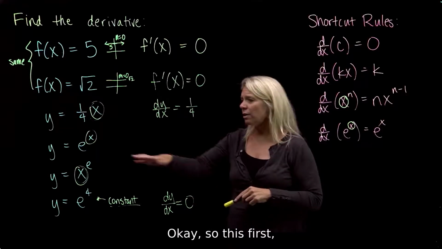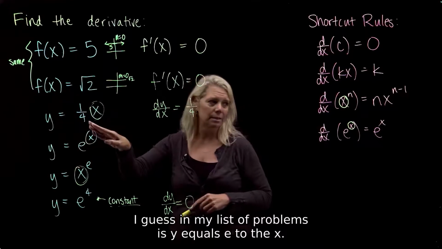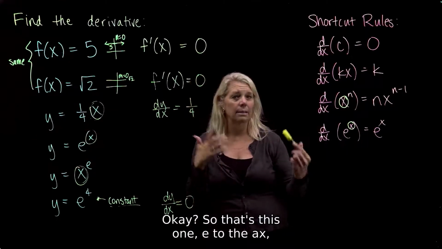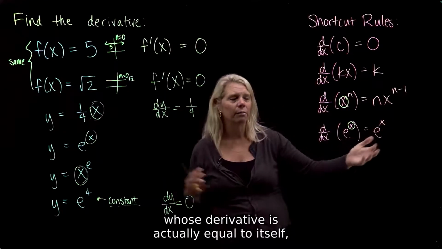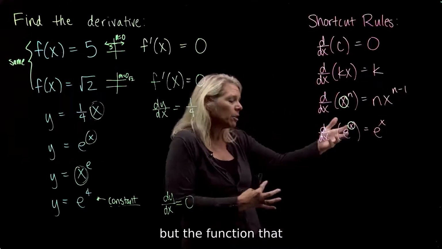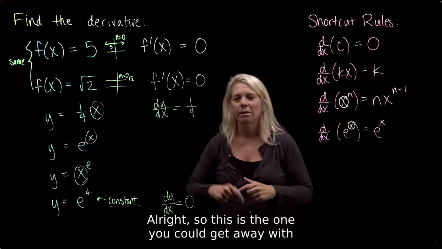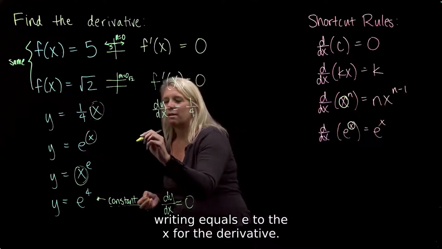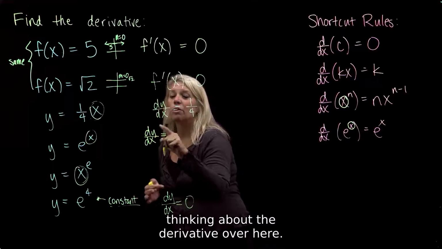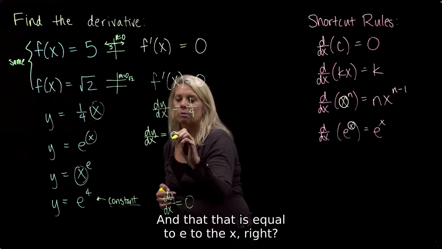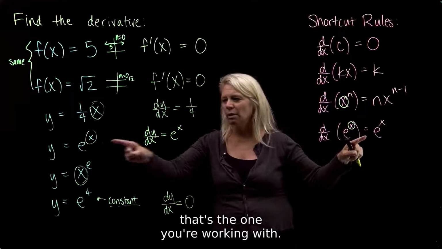Okay, so this middle problem I have here, I guess, in my list of problems is y equals e to the x. Okay, so that's this one, e to the x, and that's the one function whose derivative is actually equal to itself, well, other than the 0 function, but the function that changes whose derivative is equal to itself. All right, so this is the one you could get away with writing equals e to the x for the derivative, but I'm going to label my work here and write that I'm thinking about the derivative over here, and that is equal to e to the x, right? So there's not much to think about there. It's just identifying that that's the one you're working with.